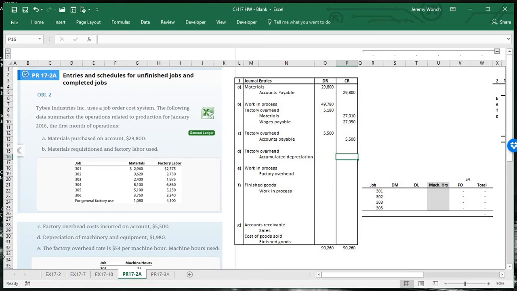Part D, so we had depreciation on the machinery, so we're booking depreciation. You don't pay for depreciation, but this is in essence the same thing. We're incurring it, not applying it. So we're going to enter that in, 1980.